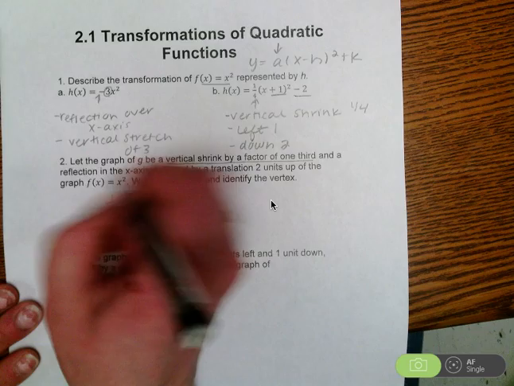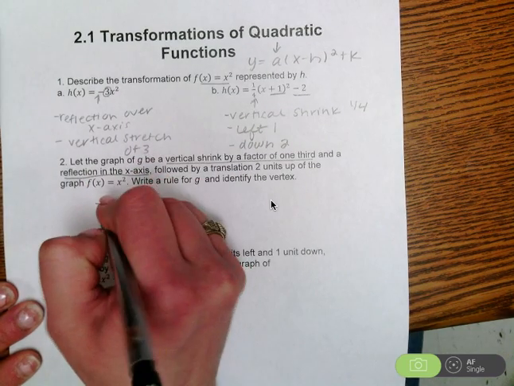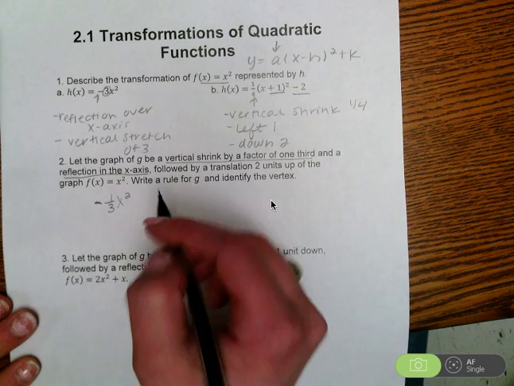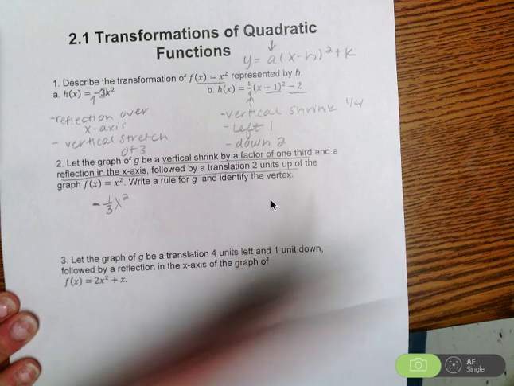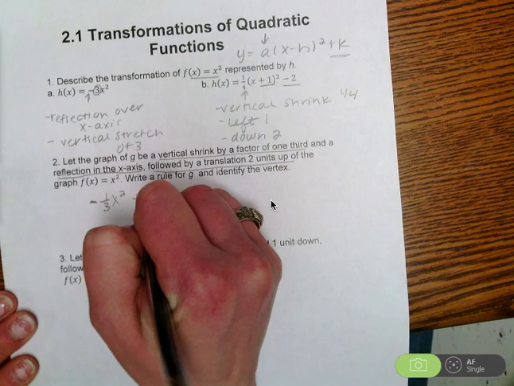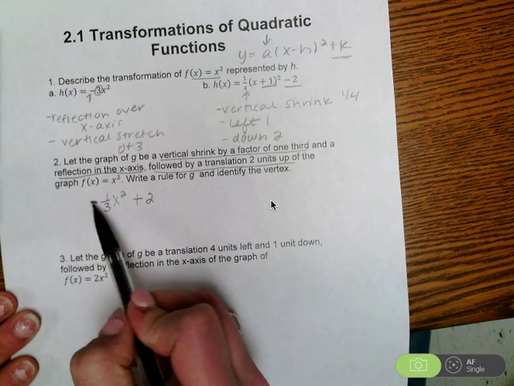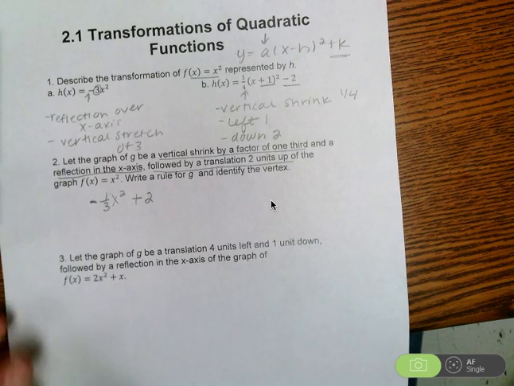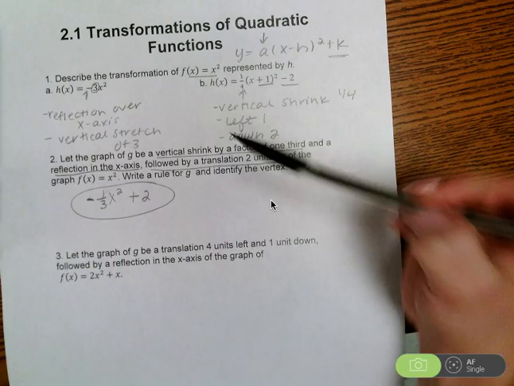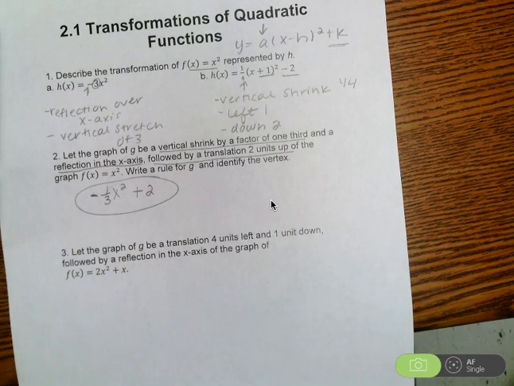We want a reflection in the x-axis. Well, a reflection means that we put a negative out in front. And now we're done reflecting. We don't have to do anything else, okay? Followed by a translation 2 units up. Okay, well, 2 units up is like a k value, right? So 2 units up means +2. Now, a lot of you are going to be tempted to distribute the negative and distribute the 1/3, but you don't do that. You leave it just at this function right here because the +2 happened after you reflected and after you did the shrink. Okay, so make sure that you're very careful that you don't go crazy with that.